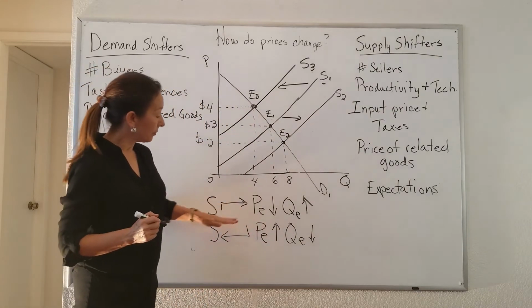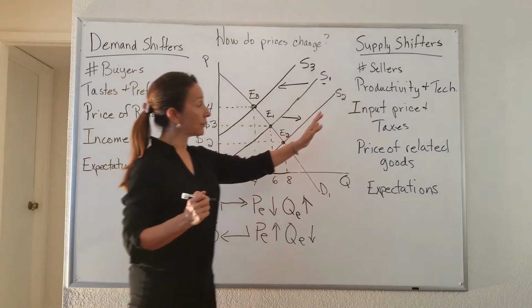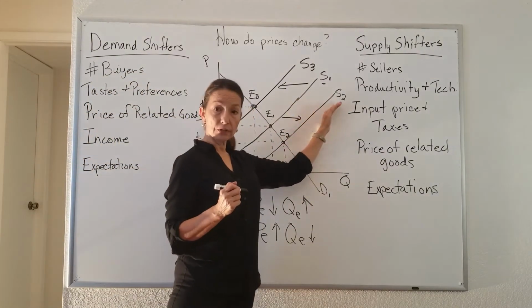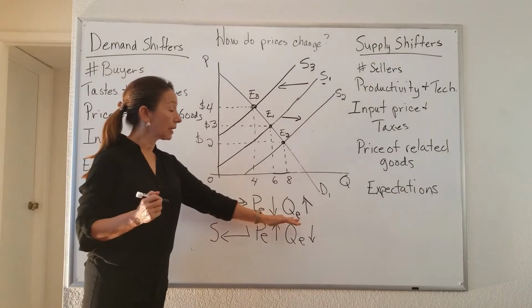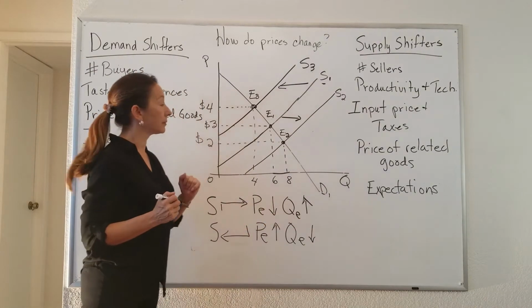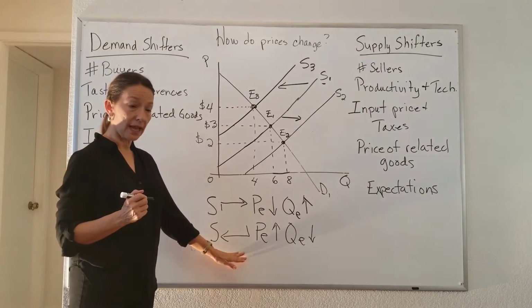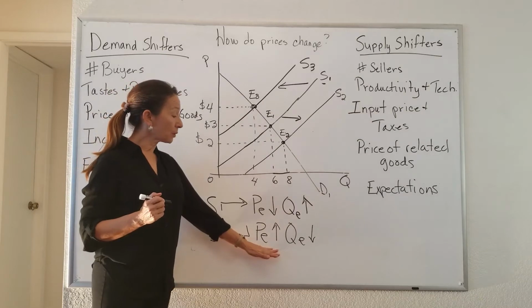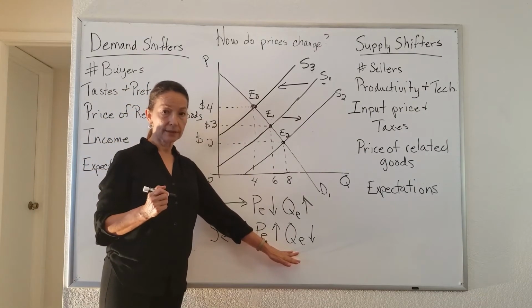Remember that this applies to all the shifters. If these shifters cause the supply curve to shift to the right, we're going to have equilibrium price going down and equilibrium quantity going up. If the shifters cause the supply curve to shift to the left, equilibrium price will increase and equilibrium quantity will decrease.